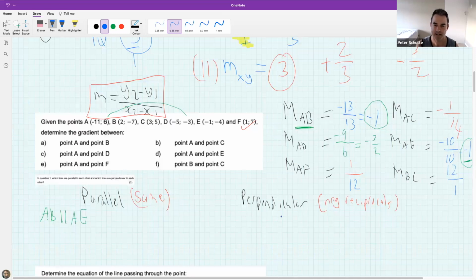Then AF and BC. So AF, this one over here, and BC. Now, I'm looking, did I make a mistake here? Because I see they switched, but what's worrying me is that they don't, can you see they're both positives?